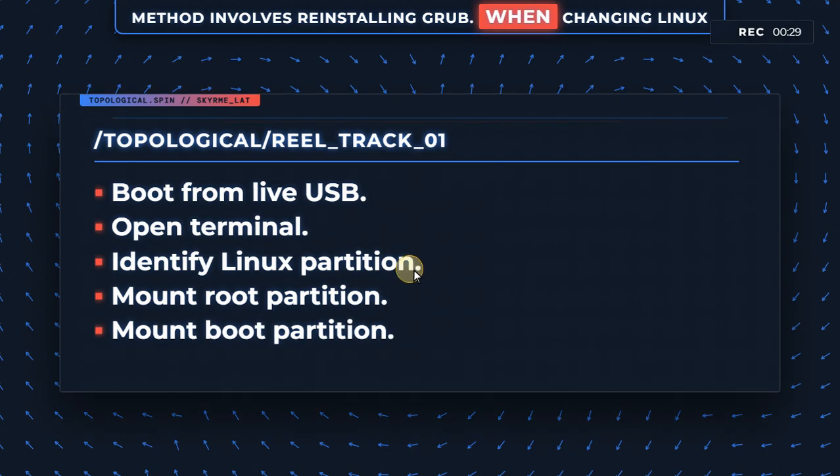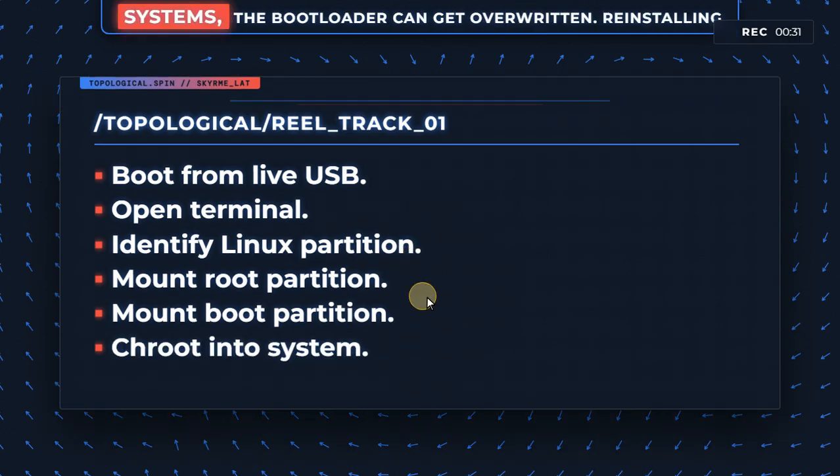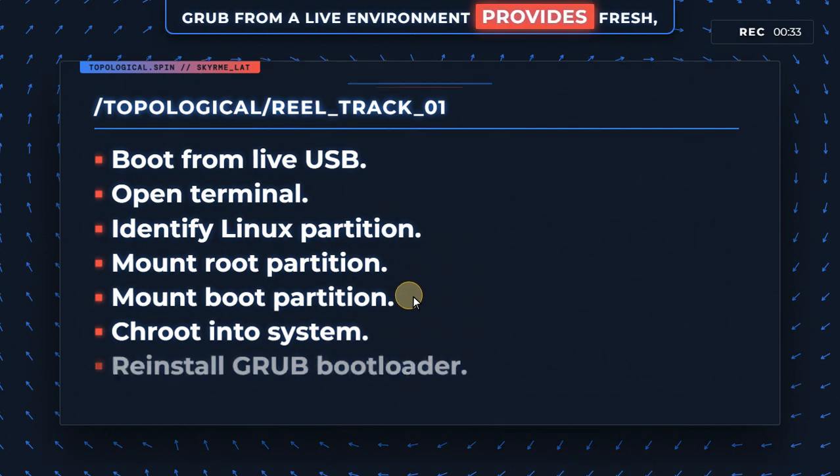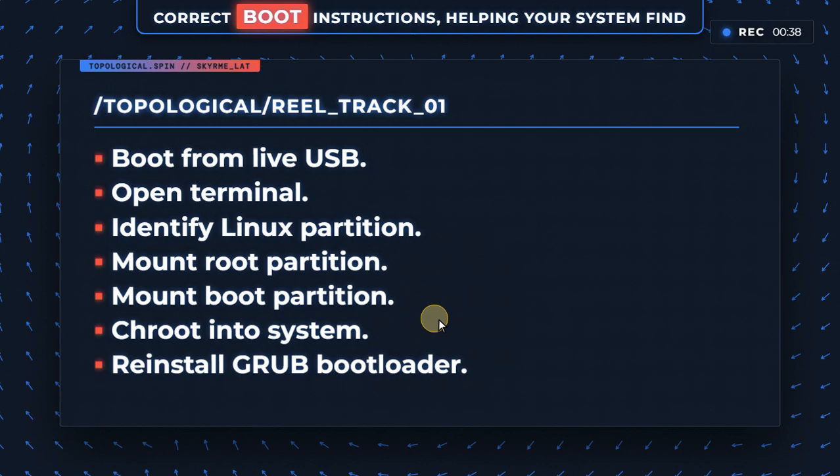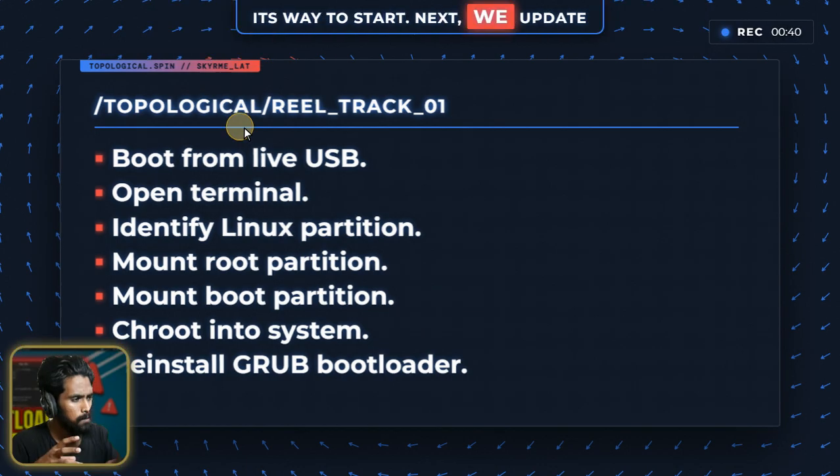When changing Linux systems, the bootloader can get overwritten. Reinstalling GRUB from a live environment provides fresh, correct boot instructions, helping your system find its way to start.